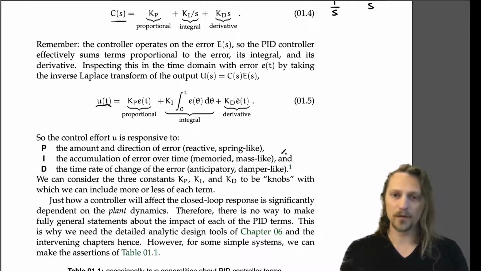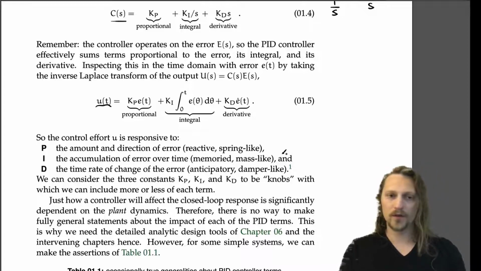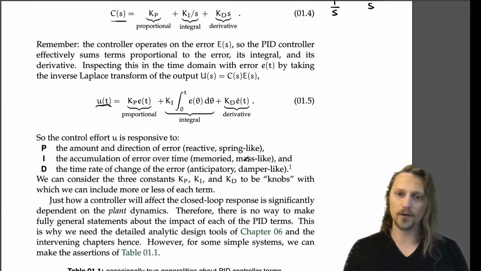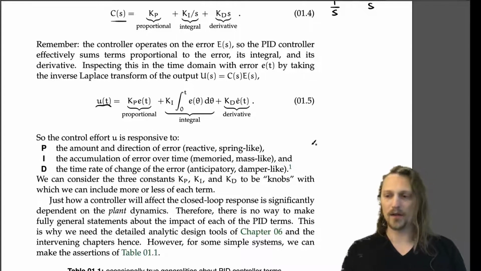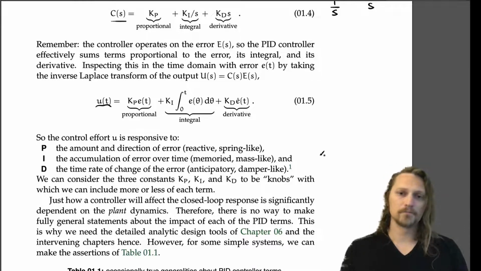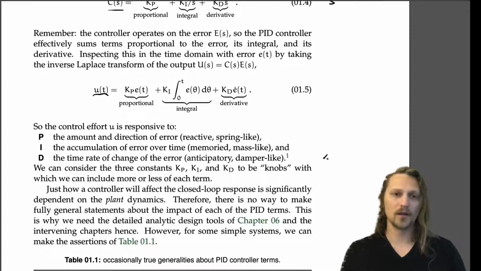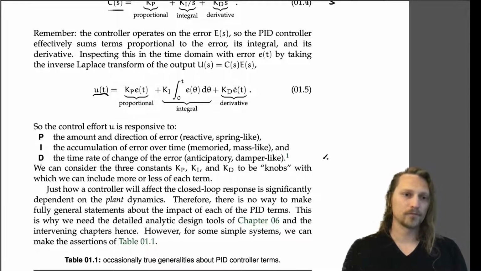What the integral term does is it takes into account an accumulation of error over time. So a small error over a long time is going to grow in its integral. And that's what the integral term does. And of course, P is the amount of error, so it's giving us a direction and a magnitude that is proportional to the error itself.